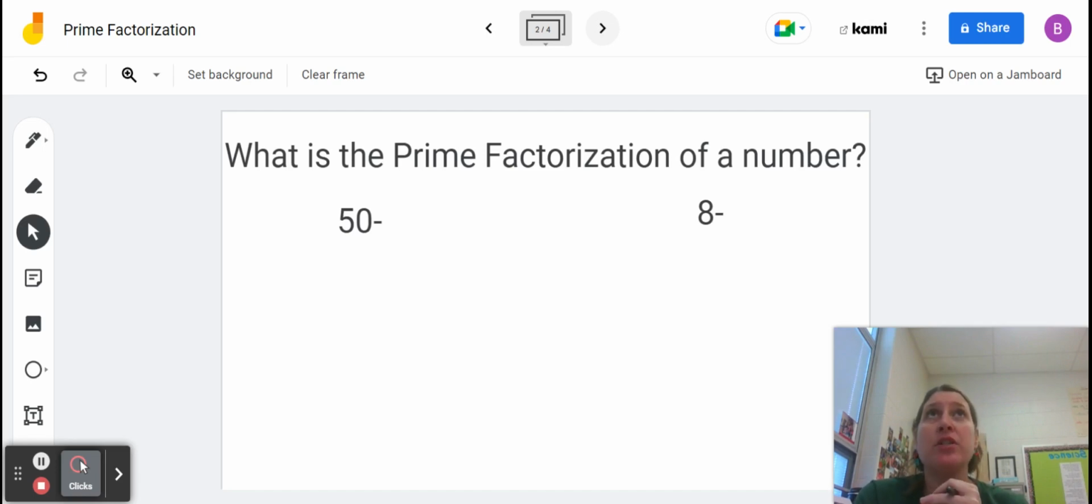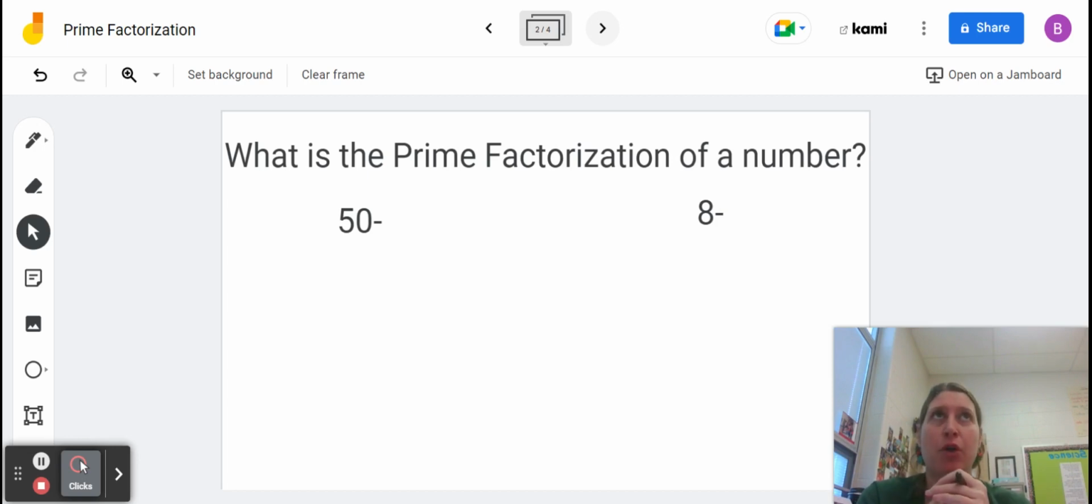So I'm going to always start with one number, and I'm going to ask myself, what are any two numbers that I can multiply together to get to that number? The only factor pair I want to avoid is 1 and itself, because if the only factors are 1 and itself, it's already prime, and I don't have to do prime factorization. So we're going to start with 50.